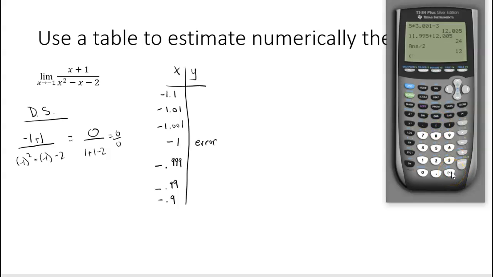So let me plug in some numbers. Negative 1.1, and then plus 1, and then divide by, open my parentheses.